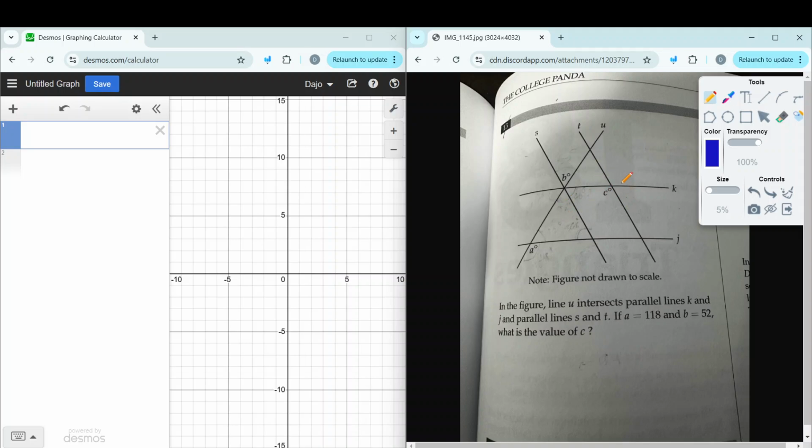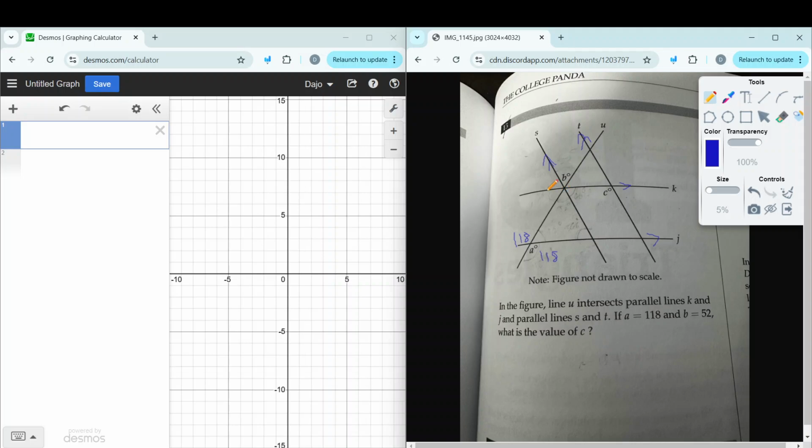So let's annotate this. Line K is parallel to line J, and line S is parallel to line T, right? When we have parallel lines, we have access to alternate interior, alternate exterior, and same side interior angles. We're given 118, so A is 118. And because vertical angles are equivalent to one another, this is also 118.